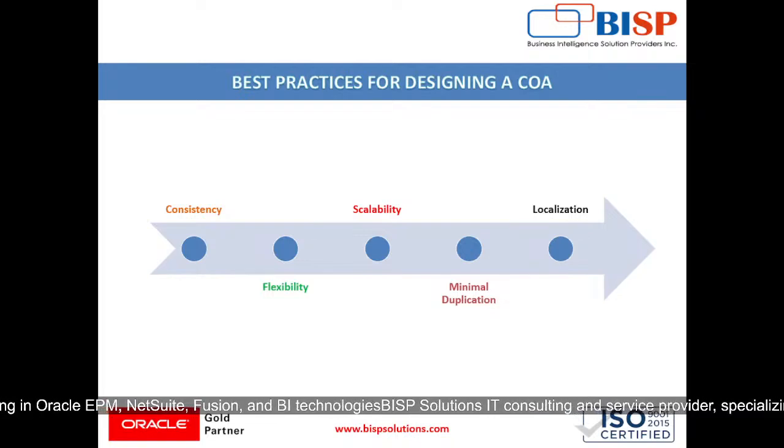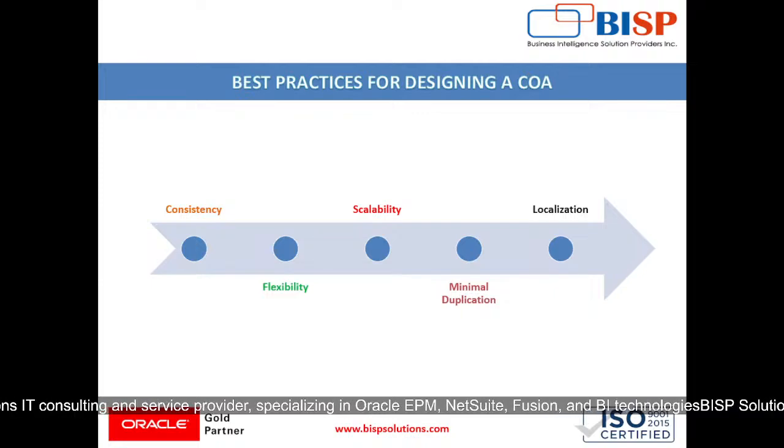Then comes our best practices for designing a CoA. First of all is consistency. So we will be following a logical structure and standardizing naming conventions. Then flexibility, where we will be designing for future growth and changes in the business. Then comes scalability, where it leaves room for adding new accounts or segments without major restructuring. Then comes minimal duplication, so we will be using dimensions instead of duplicating accounts for every category. Then localization, we will be incorporating requirements for subsidiaries or international entities.